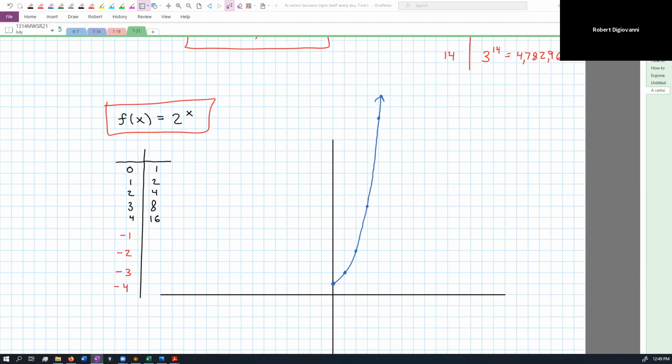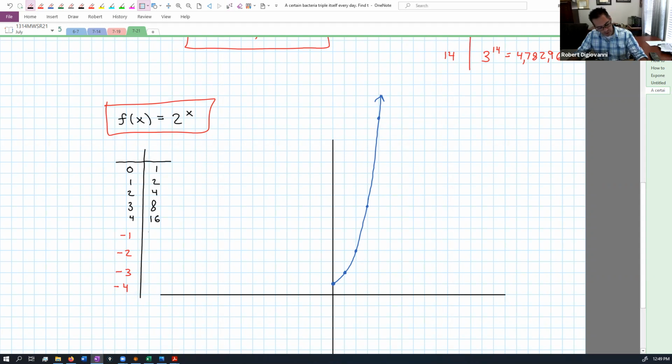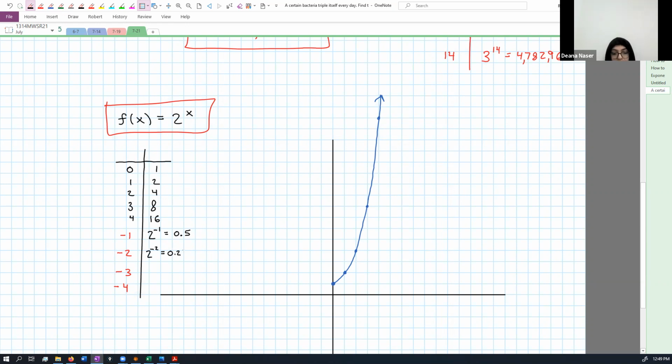Okay, did somebody get something for -1? You're doing 2 raised to the -1 on your calculator. 0.5. 0.5, good. All right, how about -2? Did you get something for -2? 0.25.